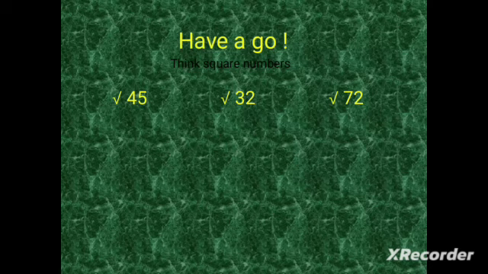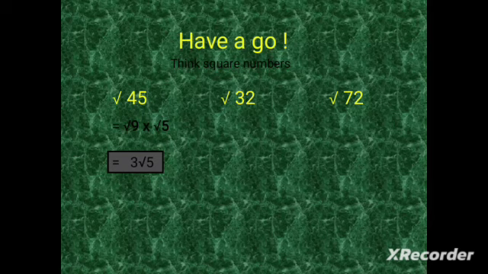Okay, some more examples. Square root of 45, we have to come up with two factors, with one of the factors being a square number. In this case we have 9 and 5. So square root of 9 is 3, and square root of 5 is a surd. So simplified, we shall have 3 root 5.